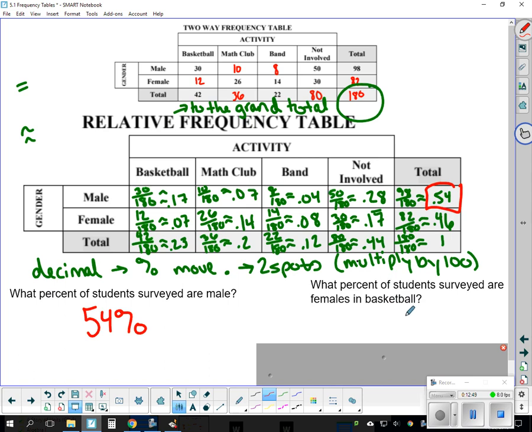What percent of students surveyed are females in basketball? Well, here's my females. This time I don't want the total. I want females just in basketball. That's that block. Females, basketball. Make it into a percent, move it 2 spots over, so 0.07 becomes 7%.